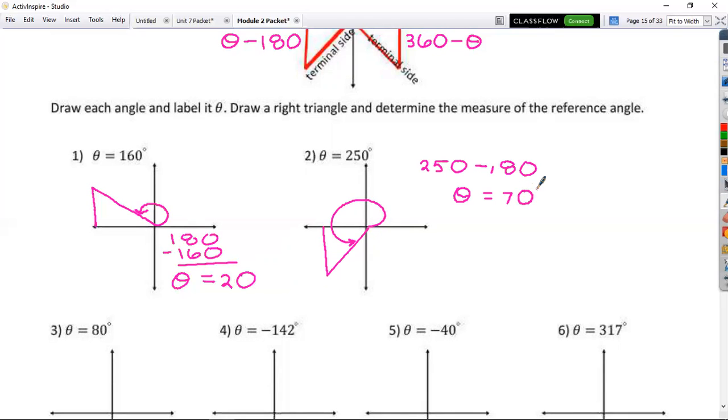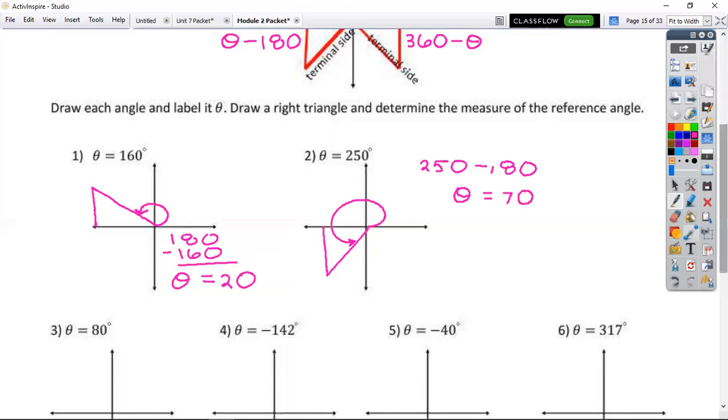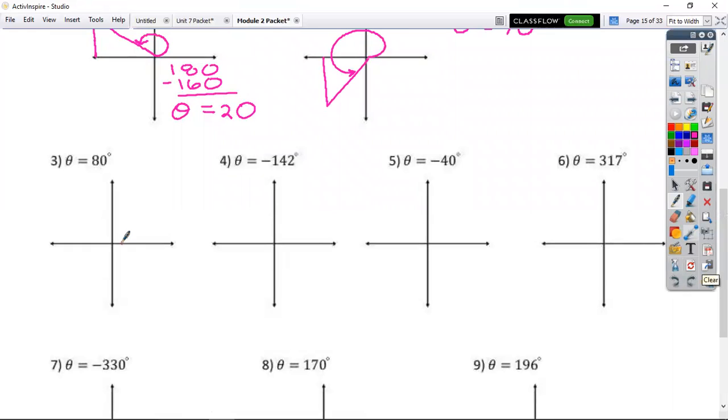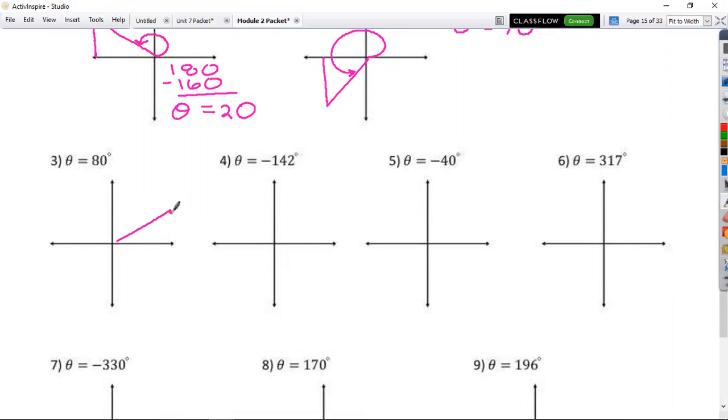Okay. 80 degrees. What quadrant would that fall into? Quadrant 1. So do I need to do anything at all? No, it's already between 0 and 90. So it's already by definition a reference angle. Done. No work to do.